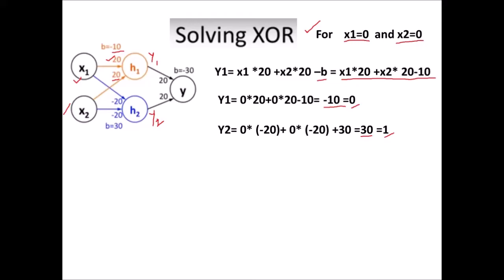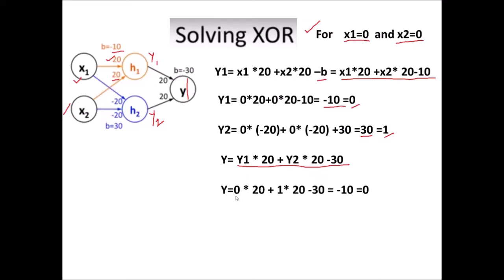Now we have to find the final output. Remember that at the final node there is again an activation function, and for simplicity we are assuming a step function only. So we'll find this y. We can write the equation at this node: y1 into its weight, that is 20, plus y2 into its weight, that is 20, and the bias is minus 30. So we'll write this equation for y, and after finding this, it has to go through the activation function.